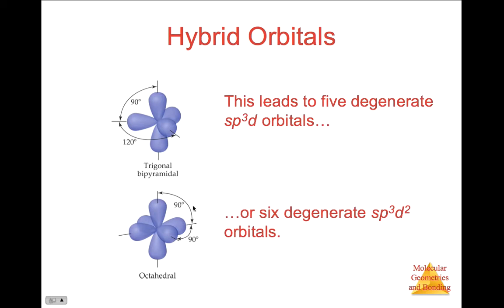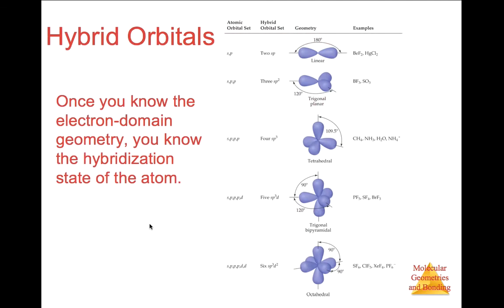Of course the same thing would happen with an octahedral arrangement, where we would have 6 degenerate orbitals that are called sp3d2. Remember, the word degenerate means same energy. 6 orbitals of the same energy, 1, 2, 3, 4, 5, 6, and it forms that great octahedral arrangement once again.